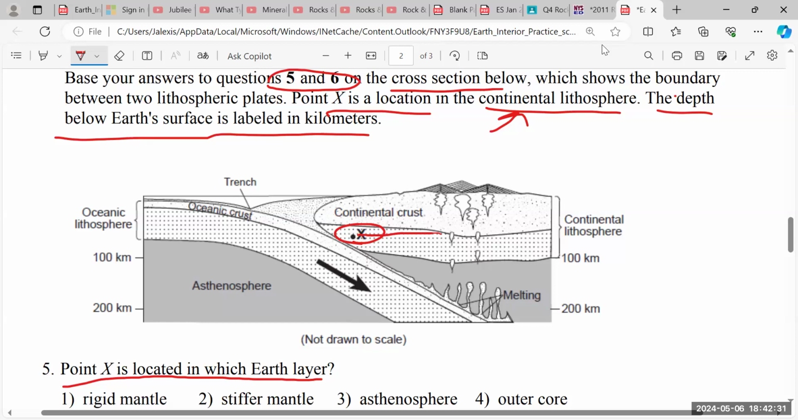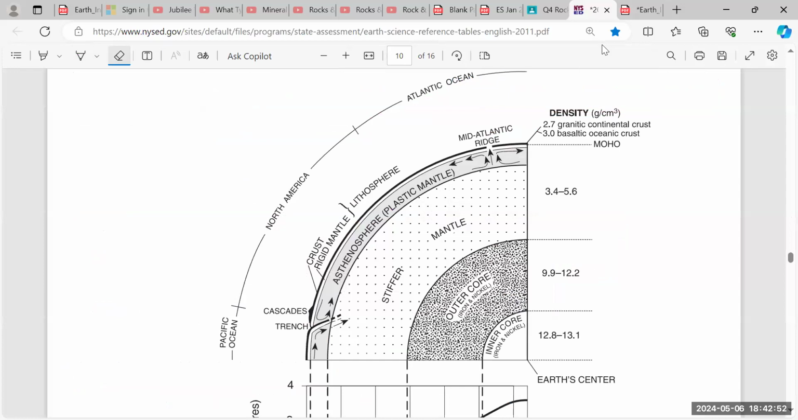And when I take the estimate, it's definitely no more than 100 kilometers. Keep that in mind. So point X definitely has a depth of less than 100 kilometers. So what page of the reference table am I looking at, people? Here we go. We're looking at page 10, our new favorite page of the reference tables.